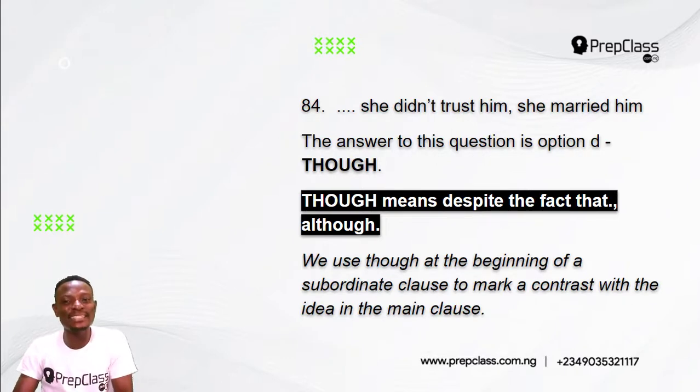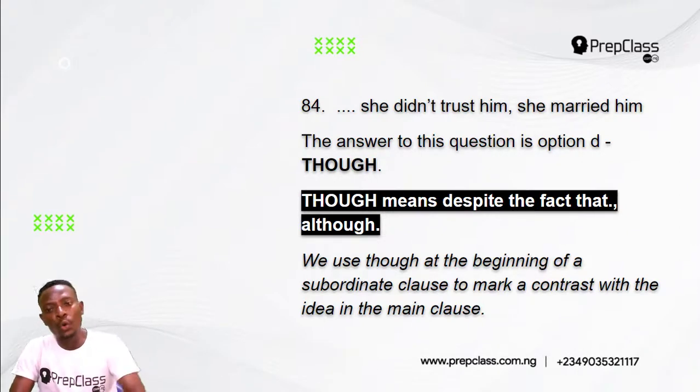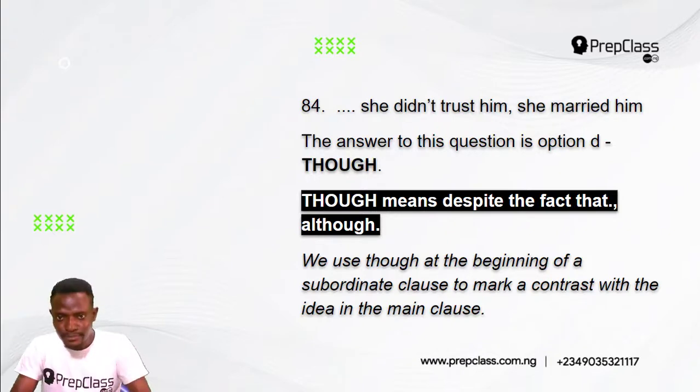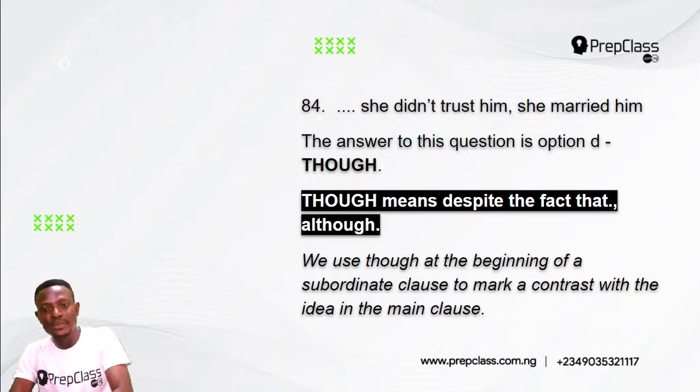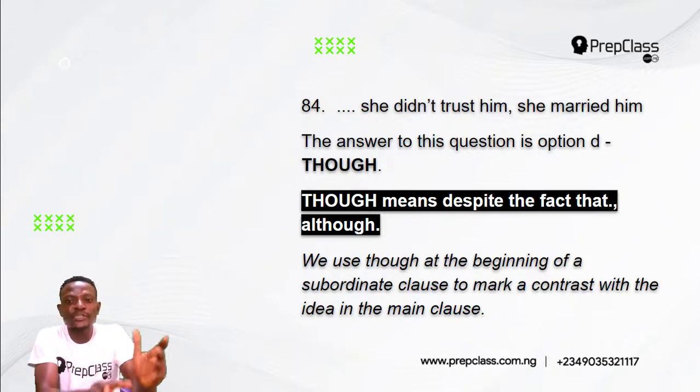Though means despite the fact that. And although. So it means despite the fact that she didn't trust him, she married him. Although she didn't trust him, she married him. We use though at the beginning of a subordinate clause to mark a contrast with the idea in the main clause. She married him. Although she didn't trust him. So there's a contrast. You don't trust him, but you married him. So though she didn't trust him, though is used at the beginning of the subordinate clause. Though she didn't trust him, she married him.